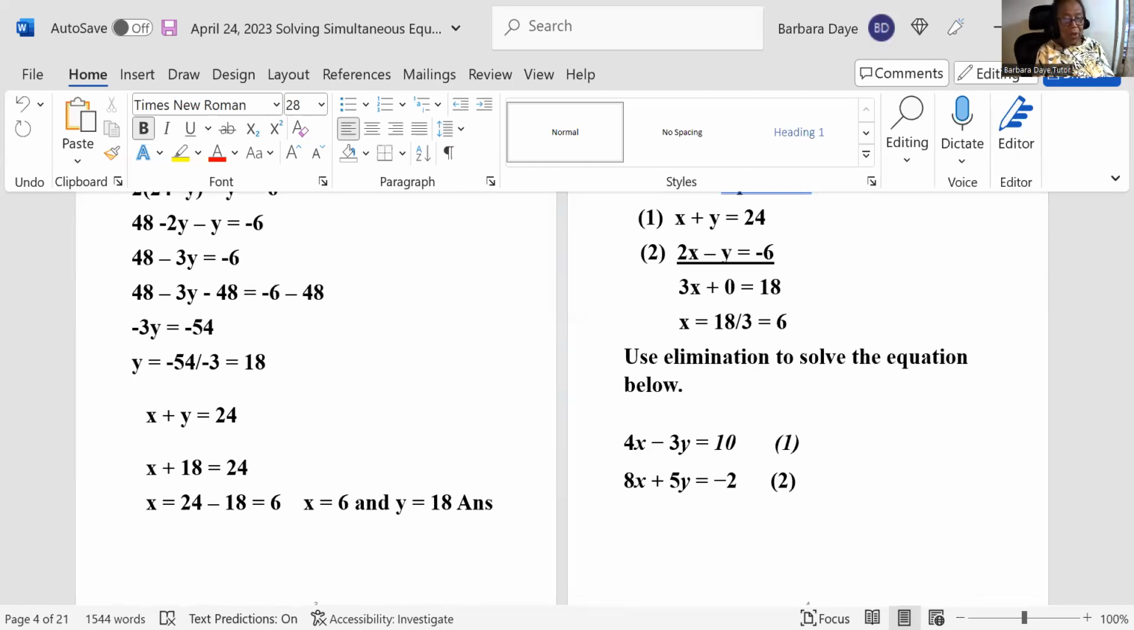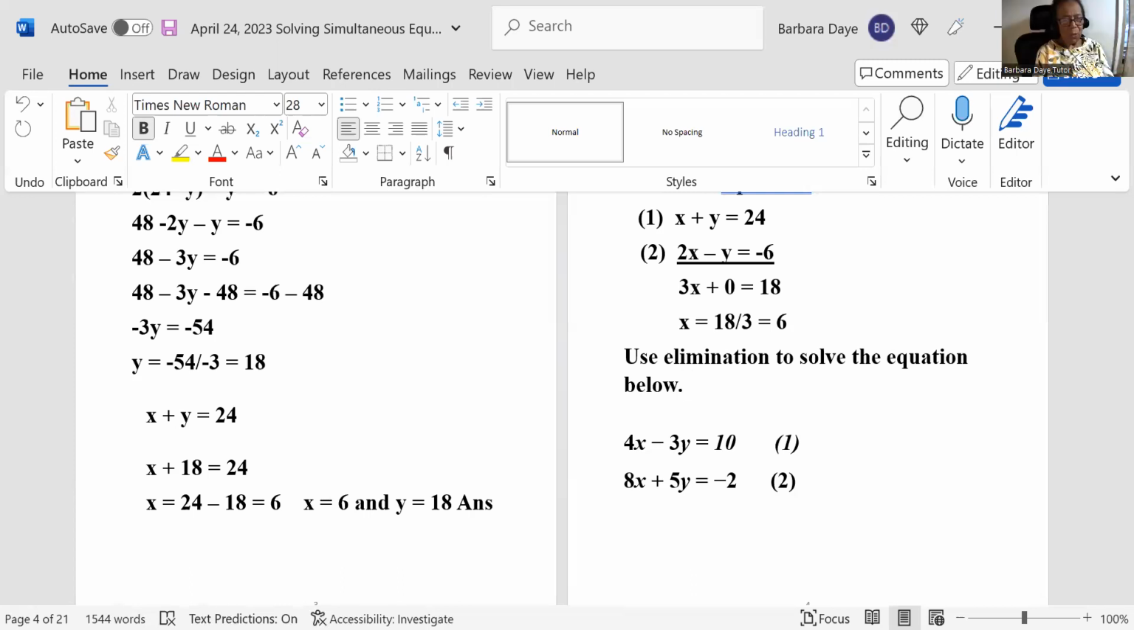You see the two equations, right? Number one, number two. Now, what would you do first in order to use elimination? Anybody? You add first? Add.